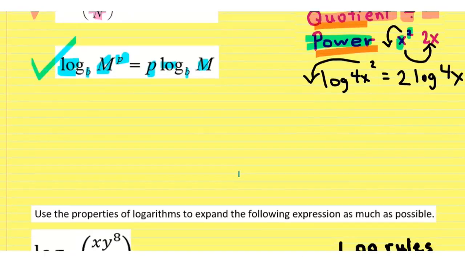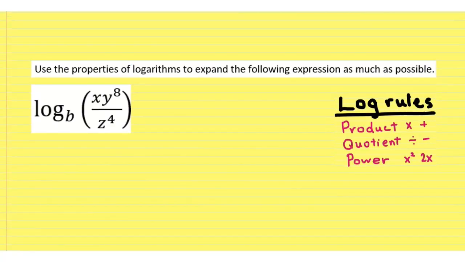Okay, let's go see what kind of problem we have to work on. This says to use the properties of logarithms. Like I said, log rules, properties of logarithms, those are kind of interchangeable. And we're going to expand, which means we are making it bigger, or pulling it apart into its pieces. They gave us log base b of xy to the 8th power divided by z to the 4th power.